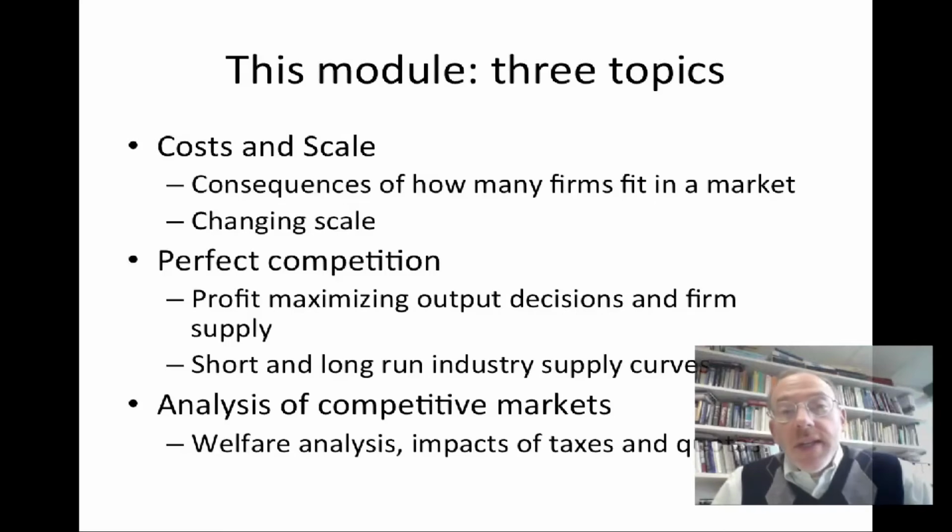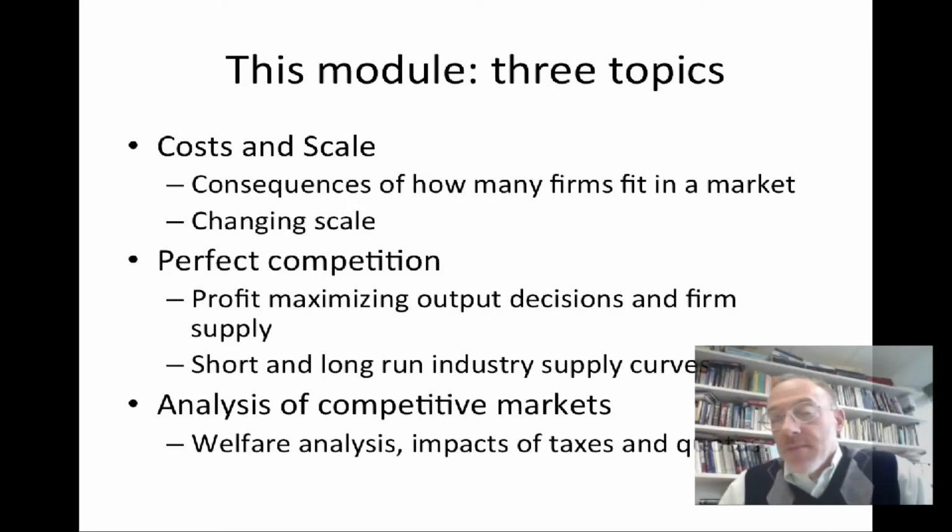In this module in particular, we're going to cover three topics. The first is costs and scale. And the question there is, how many firms fit into a market? It turns out the answer to that is going to determine a lot about how the market works. We'll talk also a little bit about changing technology that changes the optimal scale of operation. It makes for very interesting economic and business events.